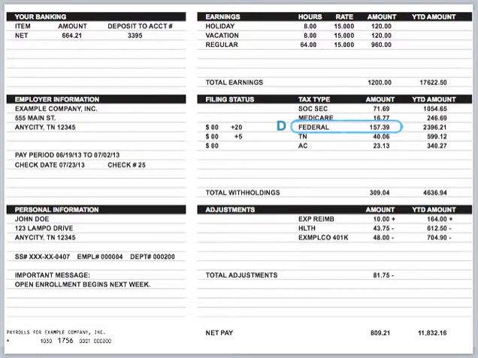You should get 157.39 for the federal income taxes, 71.69 for Social Security taxes, 16.77 for the Medicare taxes.